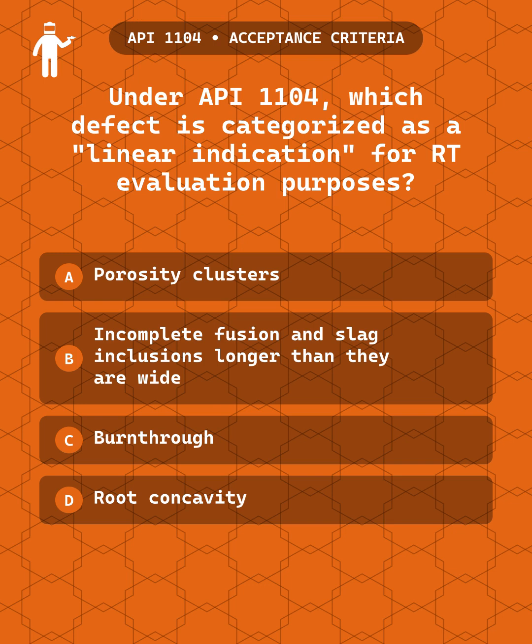Question 5. Under API 1104, which defect is categorized as a linear indication for RT evaluation? A. Porosity clusters, B. Incomplete fusion and slag inclusions longer than they are wide, C. Burn through, or D. Root concavity?